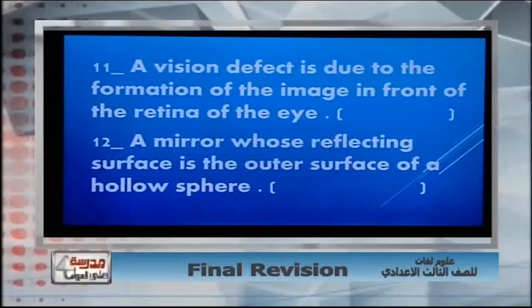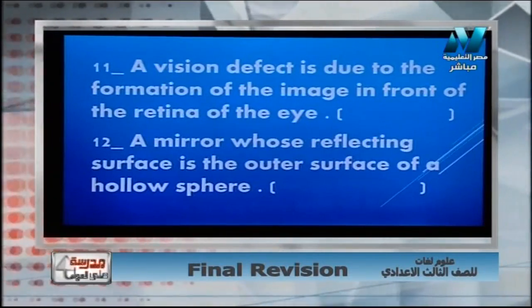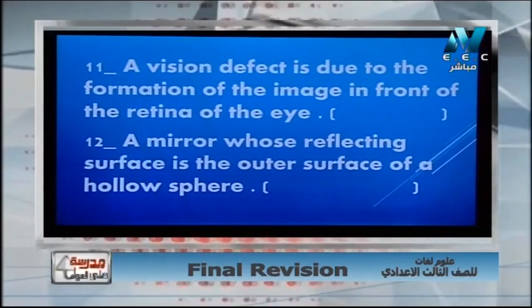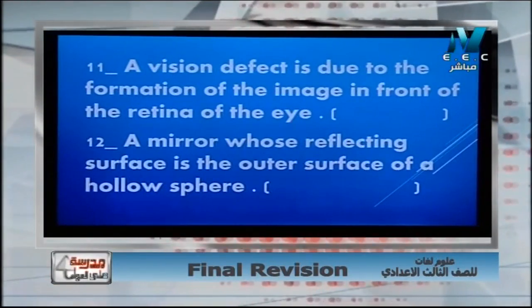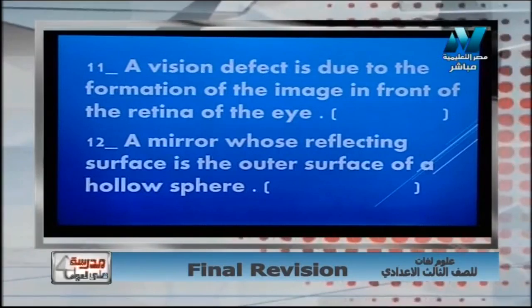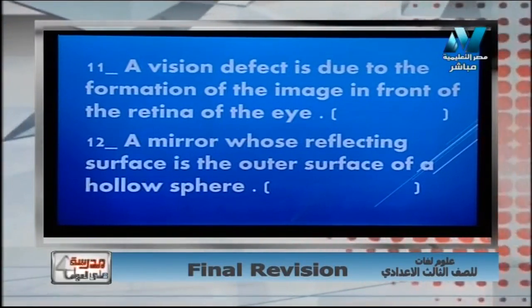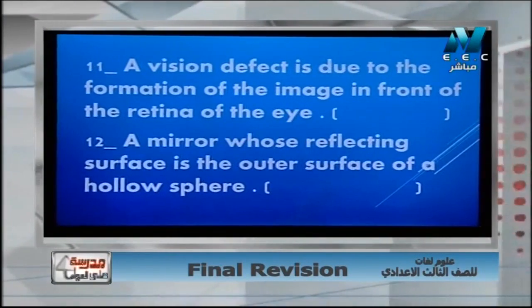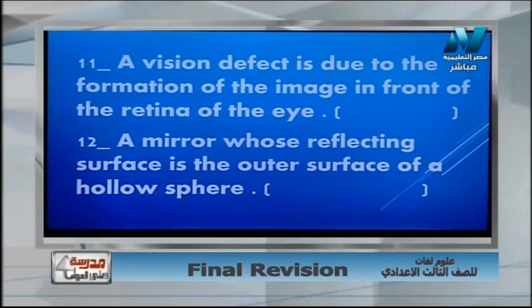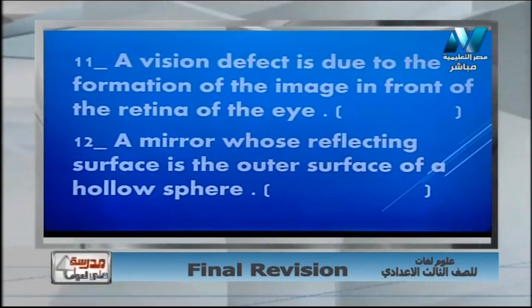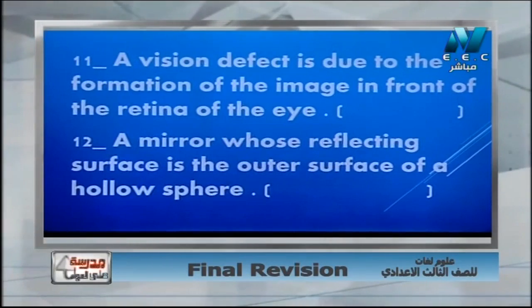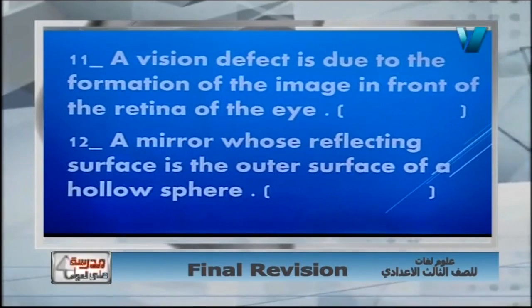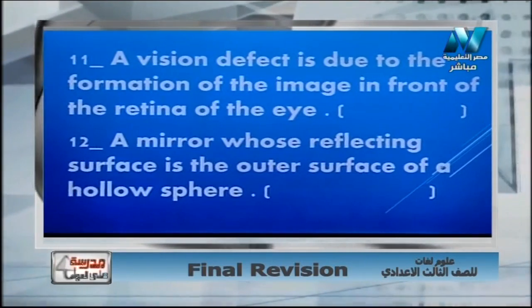A vision defect is due to formation of image in front of the retina. In front of, not behind. That means seeing near objects clearly and far objects distorted. Yes, so it is short-sightedness. It may come like that: a vision defect due to the formation of image in front of the retina, or seeing near objects clearly and far objects distorted.